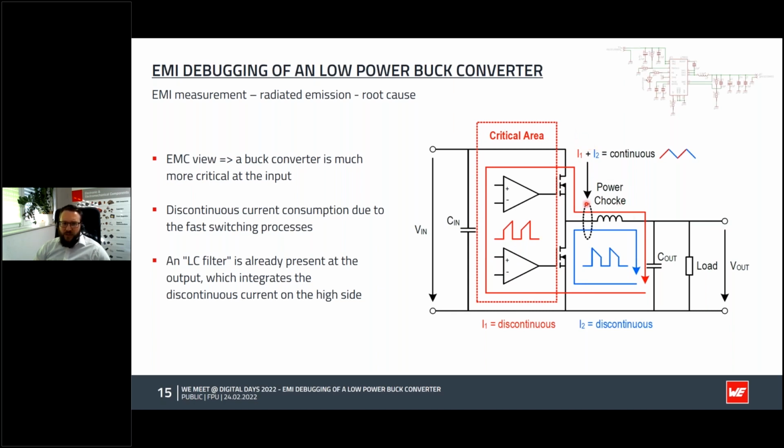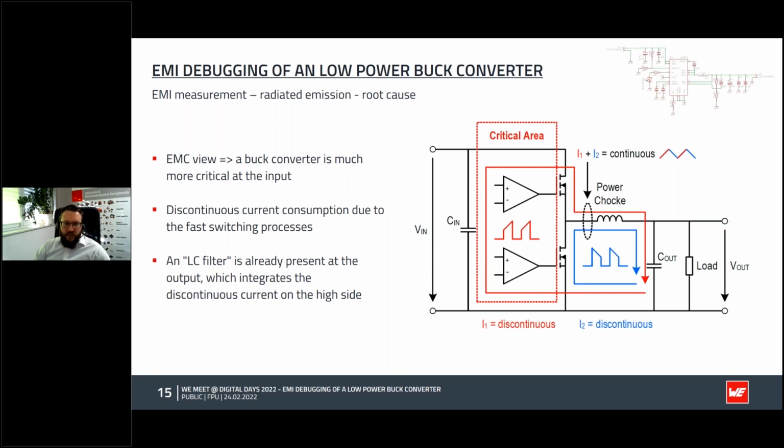And at the output, we already have an LC filter. So the output side is often really more quiet because there is already a filter which integrates the currents, but really the current from the switching loop is the critical situation, and this is what we have to then solve in the design.